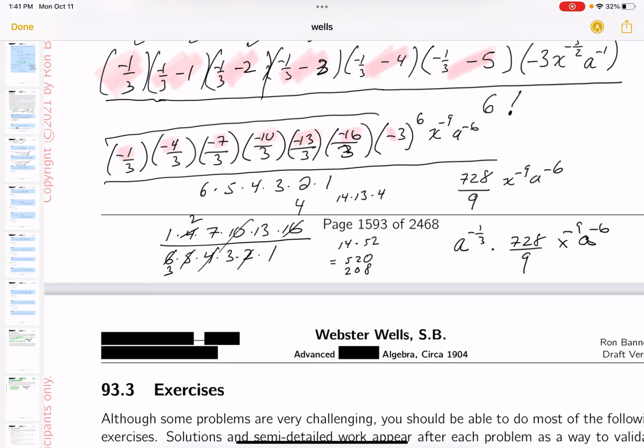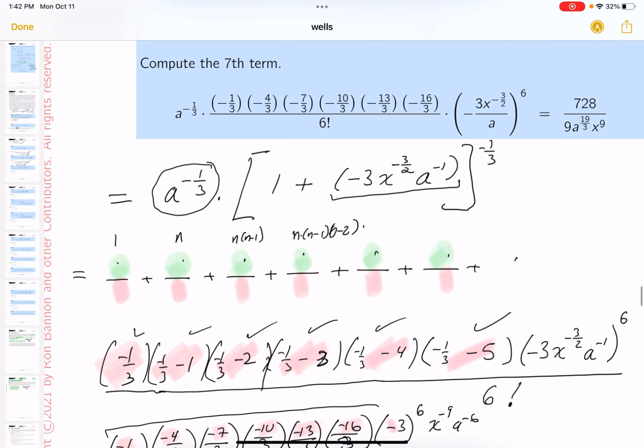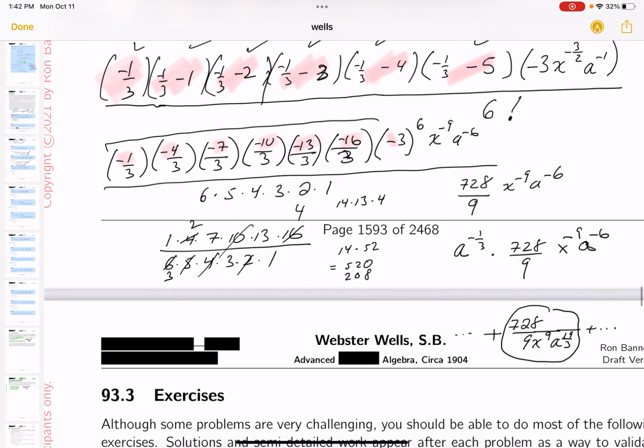Well, I think I'm ready to write my answer down, and then we'll check it with the key. If I make an error, I'll feel bad about it, and I'll have to do it again. I'm going to say x to the 9. I'm going to put it in the bottom, by the way. And then what do you have? Minus 1/3 minus 6. That's minus 19/3. That's the 7th term. Let's look at the key. 728. I got the 9 in the bottom. x^9, a^(19/3). We did a great job.